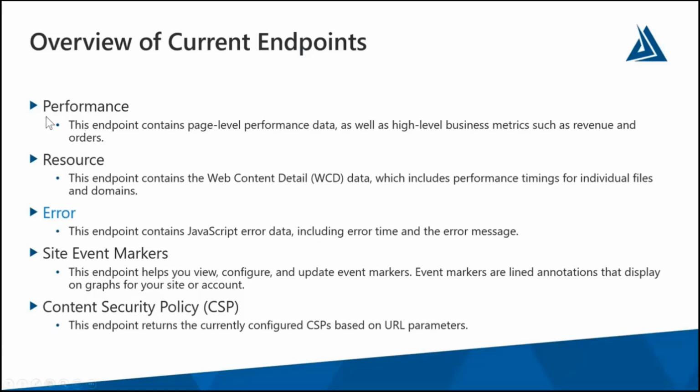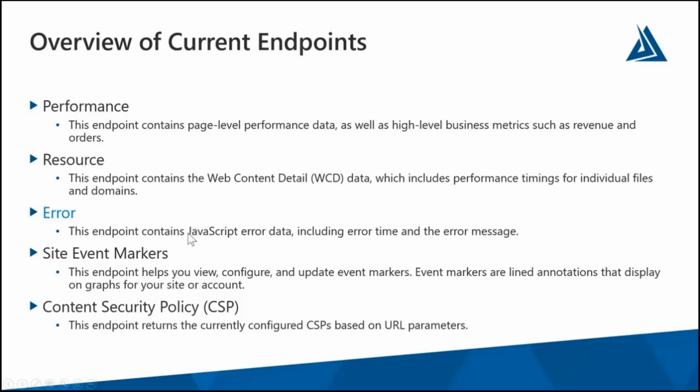Now the top 3 here are really all about real user and synthetic data. So the performance endpoint, this contains page level performance data, as well as business metrics like revenue and conversion rate and orders. The resource endpoint, this is what we call WCD data, or resource level data. This is performance timings for individual files and domains loading on your site.